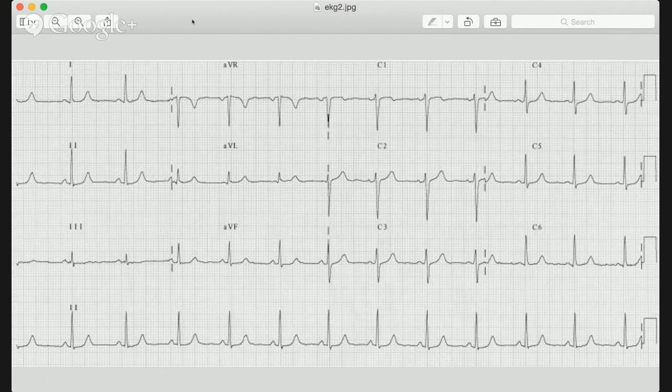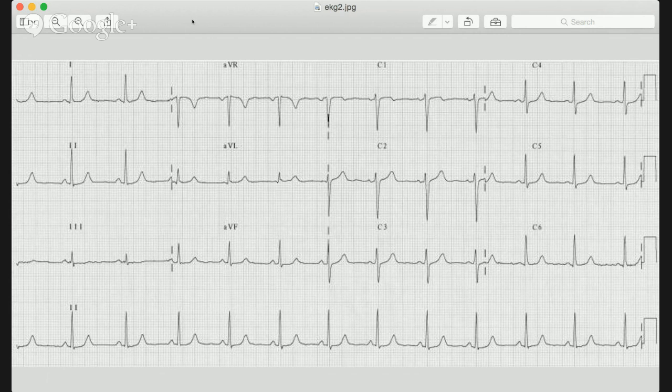Number 3 on the list, we're going to determine if there's any axis deviation. So we're going to look at lead 1 and AVF. And we're going to look at whether the QRS is predominantly positive, meaning upward, or predominantly negative, and we'll call that downward deflection or negative deflection. In lead 1, it is obvious it's very positive. And in lead AVF, it is obvious it is positive. So if there are 2 positives, we're going to determine that there's no axis deviation.